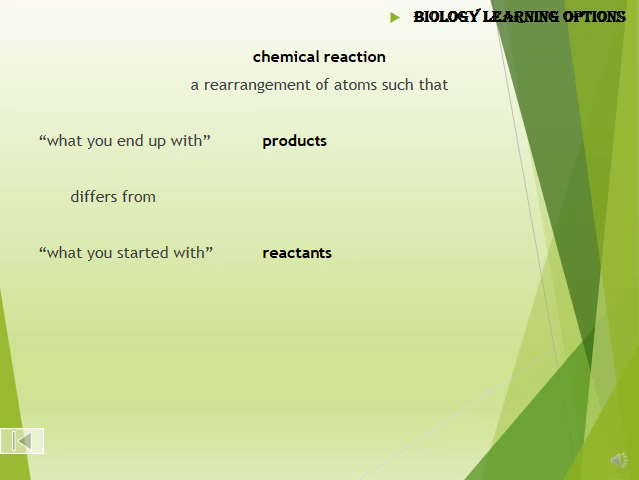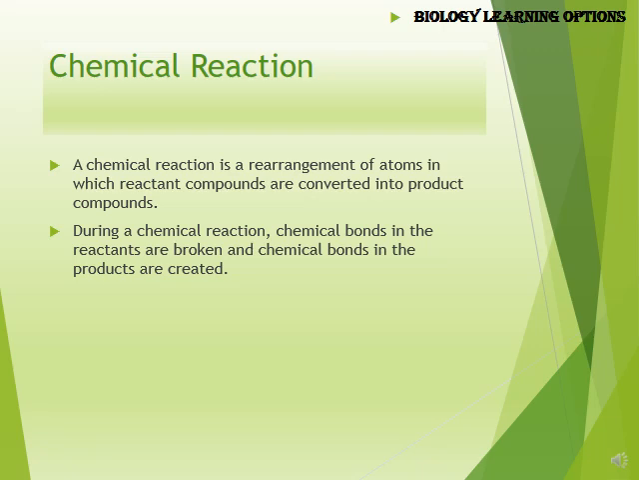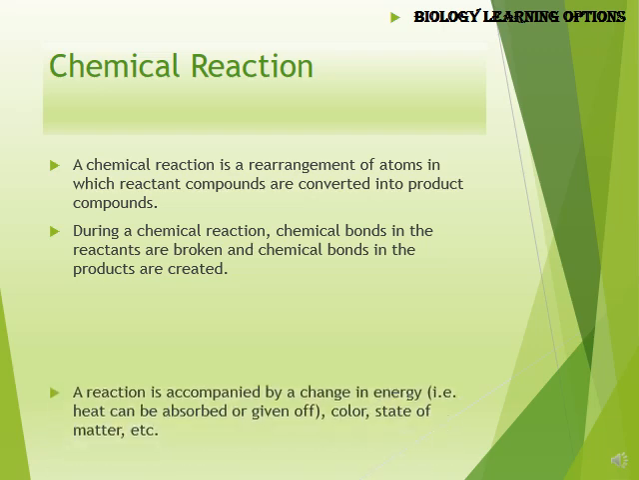Then a chemical reaction is a rearrangement of atoms, such that what you end up with is basically the product. So here comes the definition of the chemical reaction. A chemical reaction is a rearrangement of atoms in which reactant compounds are converted into product compounds. During a chemical reaction, chemical bonds in the reactants are broken and chemical bonds in the products are created.